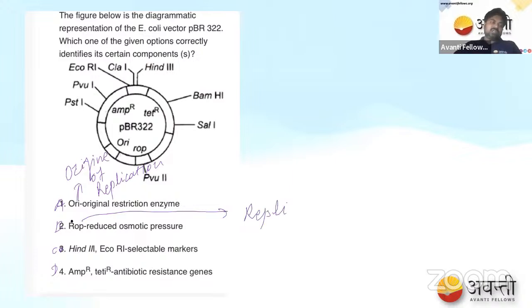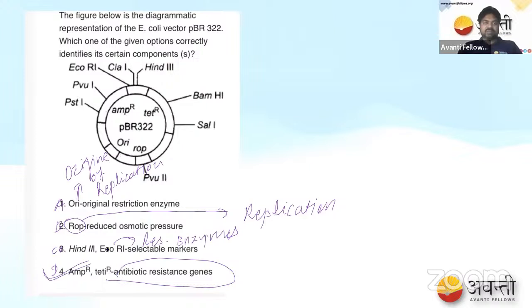That means ROP is important to make some protein which is important for the replication process. Next one, HindIII and EcoRI are restriction enzymes. Okay, and that's why the correct option here is the ampicillin resistant, tetracycline resistant, or the antibiotic resistant gene. That's why option 4 is the correct one.